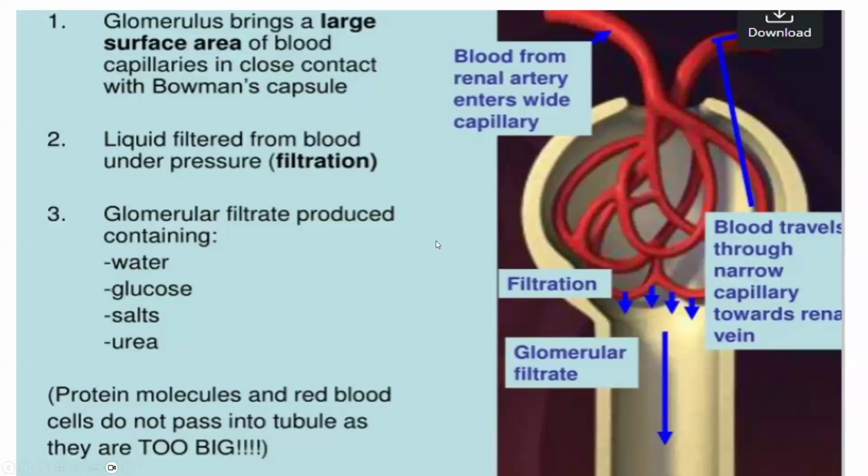All right, that glomerulus is a large surface area of capillaries, and it's in close contact with the Bowman's capsule. So it helps with that filtration process. That filtration will produce things containing water, glucose, salts, and urea. So what is that thing it produces? That's that urine. And again, those red blood cells, those protein molecules are not able to pass into the tubule. They're too big. So if they are going in there, then we have damage.